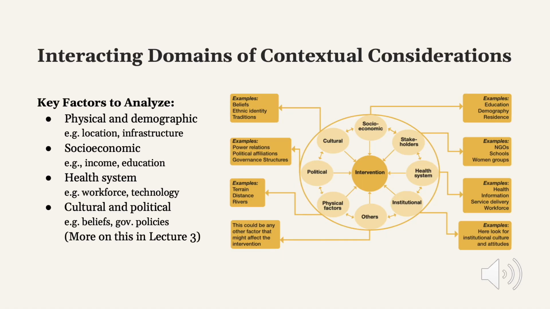Just to give a brief overview of what contextual factors IR looks at, it looks at a range of different key determinants of health, such as physical and demographic factors, socio-economic factors, for example, income and education, the health system, for example, how well equipped it is and what technology they have available, and cultural and political factors, for example, cultural beliefs, and what policies are in place.